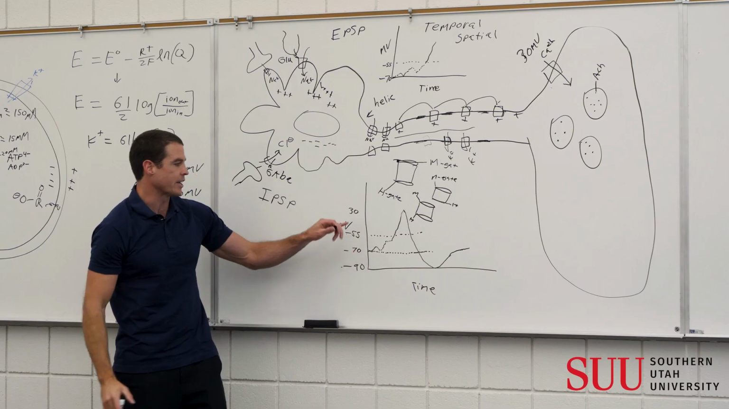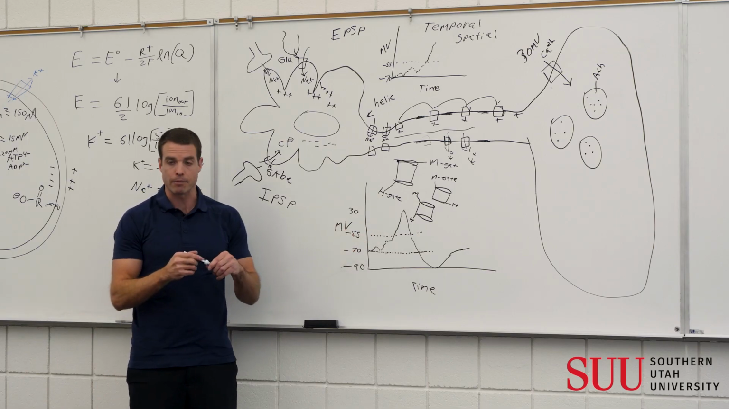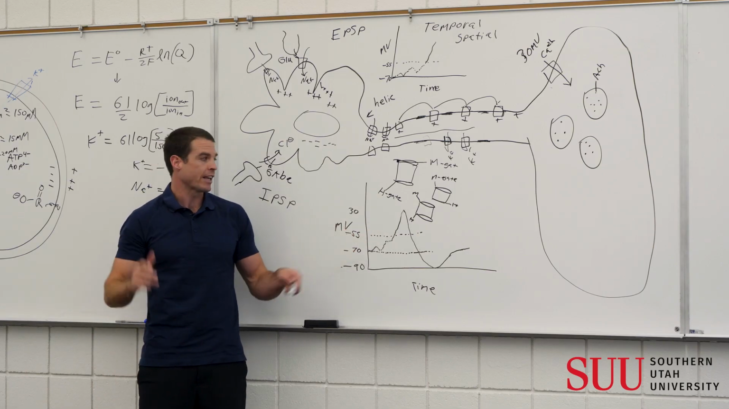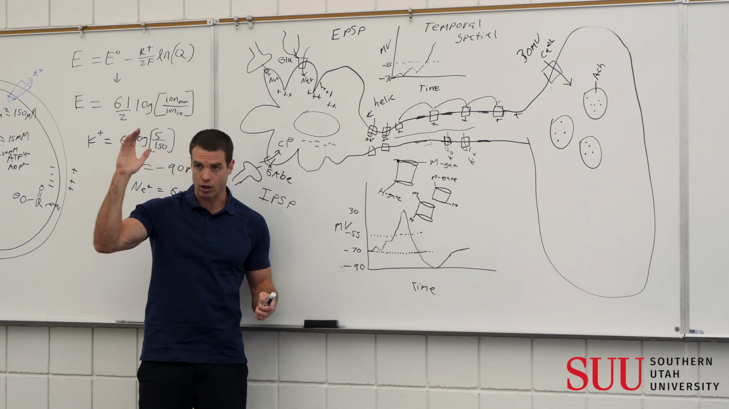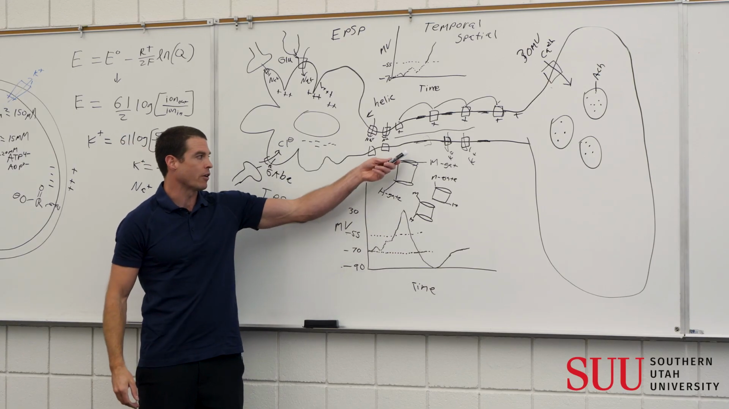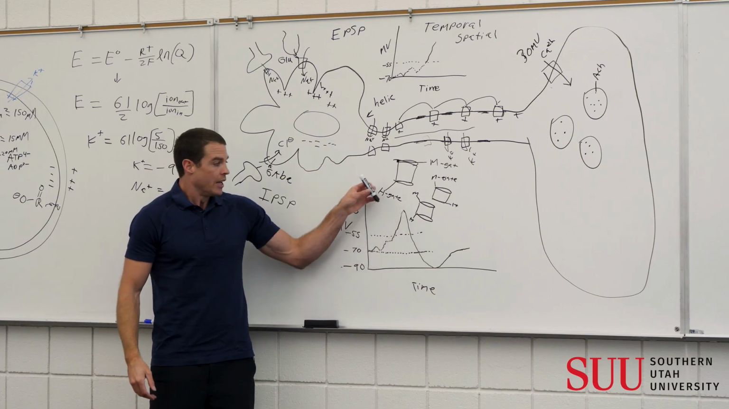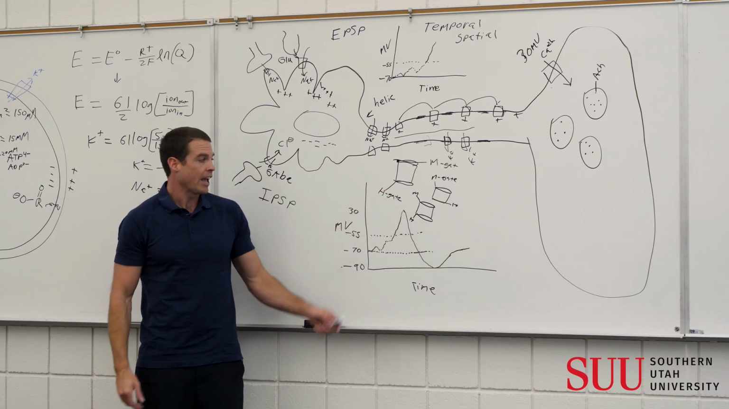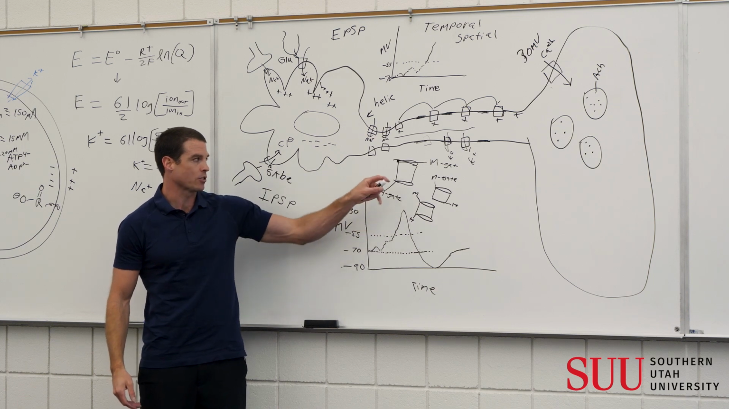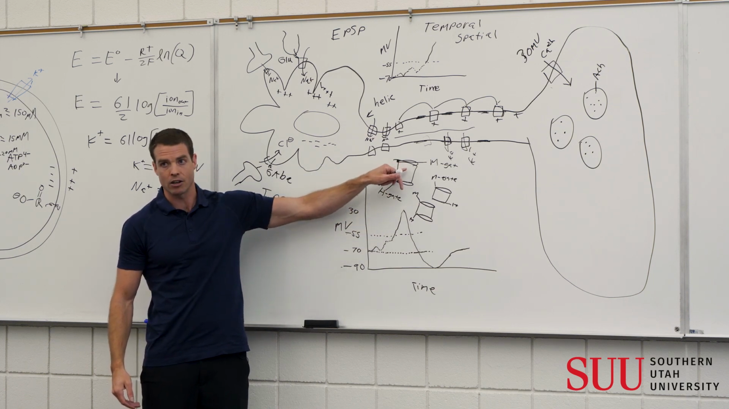Okay, so again, you hit negative 55 millivolts. Now that M gate's going to open very quickly. Once it hits the positive 30, 40 millivolts or so, now nothing can come through. During the repolarization phase, that's when potassium efflux is occurring, and you can't have an action potential. Why? Because the gates are closed.